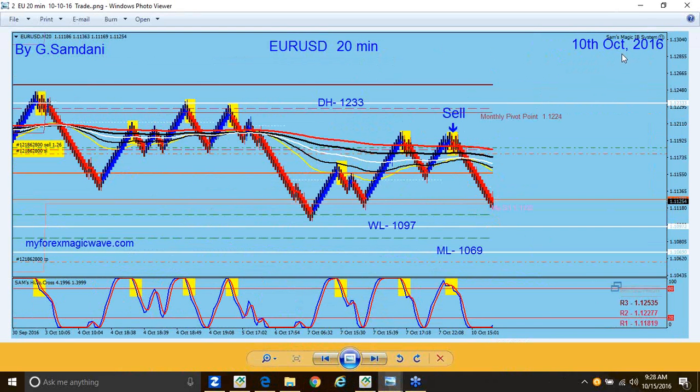This is also October 10th, 20-minute chart Euro USD. You can see it's just going down, and SL at break even plus. These are all entries. I didn't take them, but I'm showing you that the system gives you the entries. Some of them I took, but not all of them.